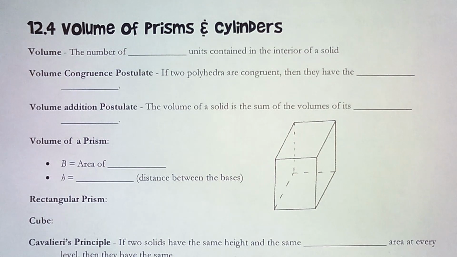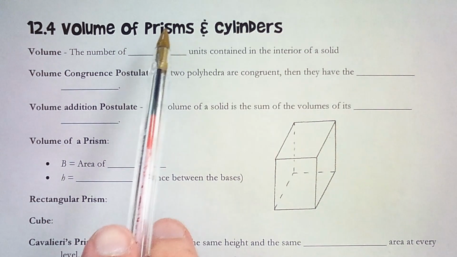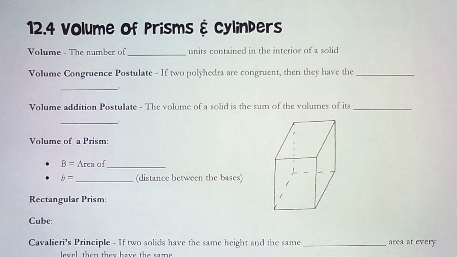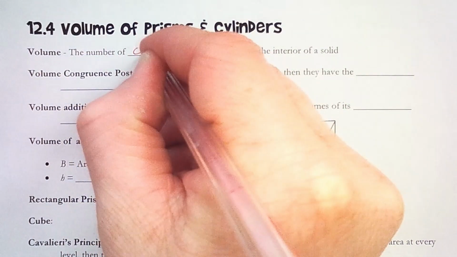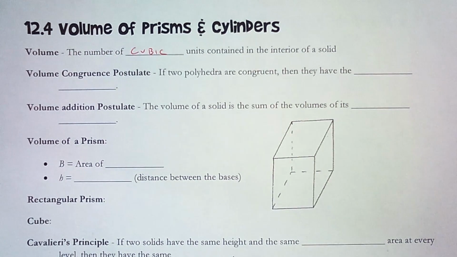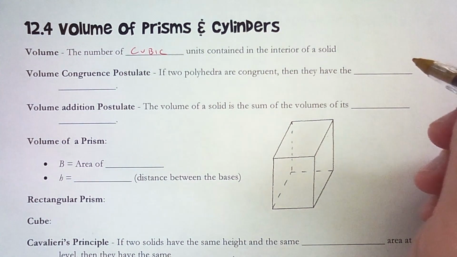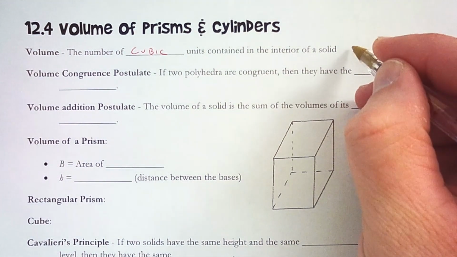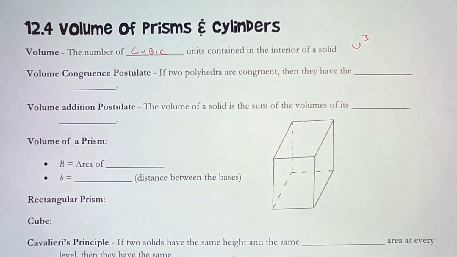Hey everybody, in this video we will talk about the volume of prisms. In the next video we will talk about the volume of cylinders. Volume is the number of cubic units contained in the interior of a solid. So when we write our answers, those answers will be in cubic units or units cubed.